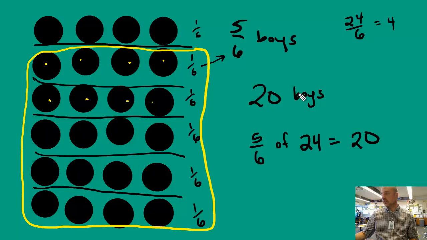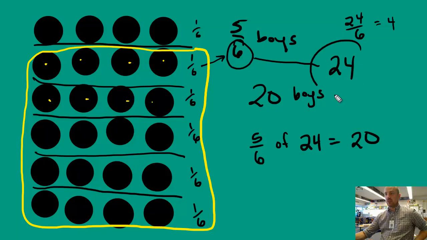I think the most important thing to realize here is, when you're doing this, to take a look at that denominator. And that denominator is telling you what to take your whole, in this case our whole was 24 students total, and to split that 24 up into 6 groups.